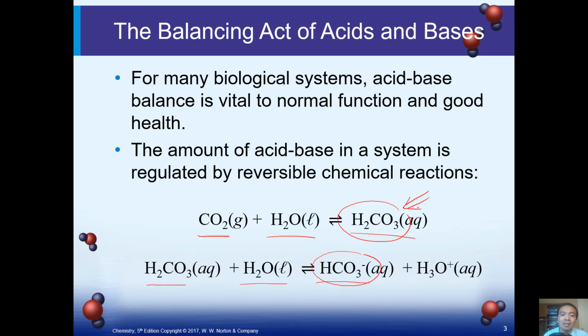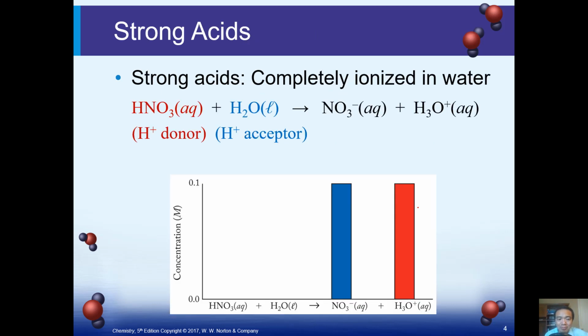So let's look at what strong acids are. Strong acids completely ionize in water. The keyword is 100% ionization. When we follow the definition of Brønsted-Lowry, we know all acids and bases in water must react with water. Water will accept the proton from the acid, so this is the proton acceptor, and the acid will act as the proton donor according to the Brønsted-Lowry definition.